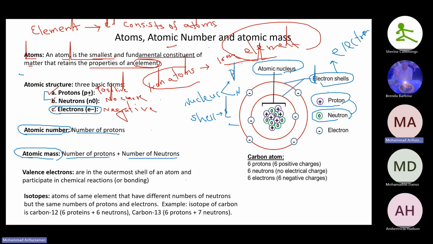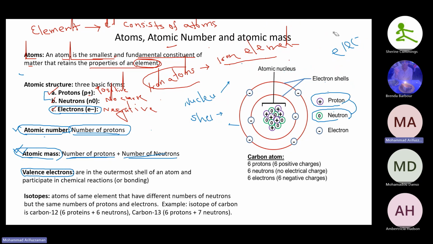So these are two very important concepts: atomic number, the number of protons, and atomic mass, the number of protons plus the number of neutrons. Now, the valency electrons. Before we explain the valency electron, let's look at this.